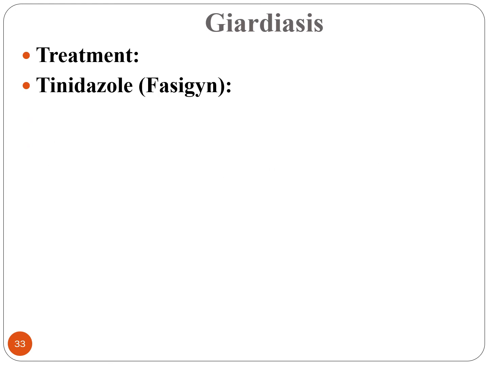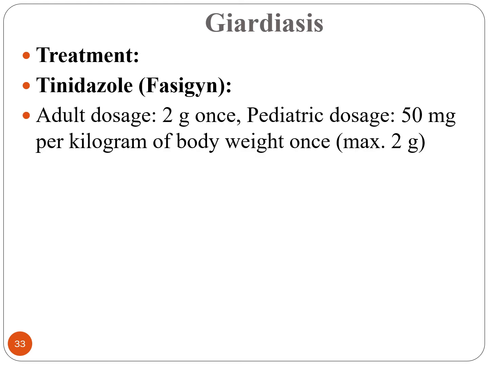Or we have also tinidazole, brand name Fasigyn, from Pfizer company. The adult dosage of Fasigyn is 2 gram once, while the pediatric dosage is 50 milligram per kg of body weight, also once, and the maximum should not exceed 2 gram for the pediatric dosage.